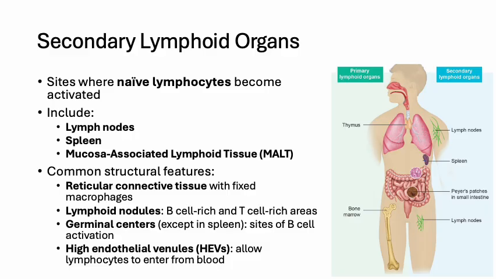Another shared feature is the presence of high endothelial venules. These specialized blood vessels are lined with thicker, more columnar epithelial cells that allow lymphocytes to exit the bloodstream and enter the lymphoid tissues directly. This facilitates constant surveillance, enabling lymphocytes to move quickly between blood, lymph, and tissue compartments.